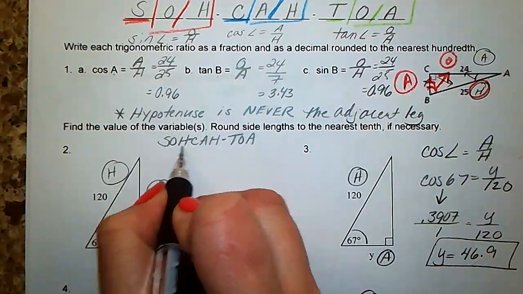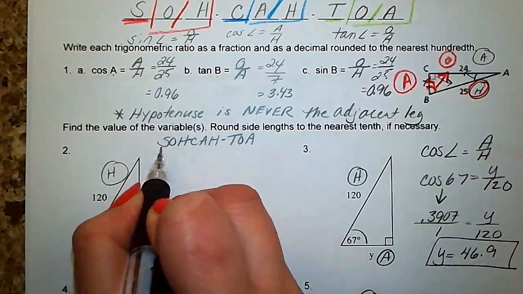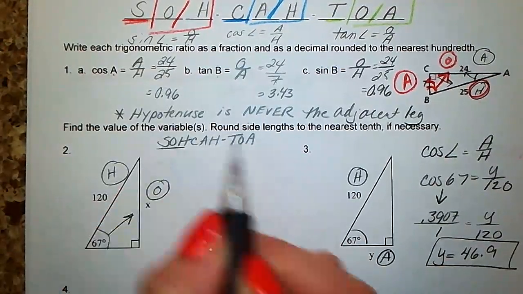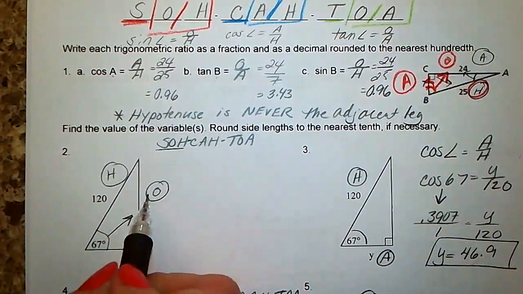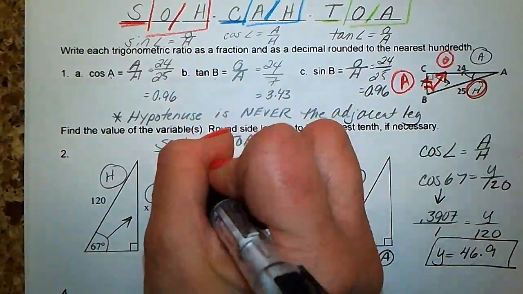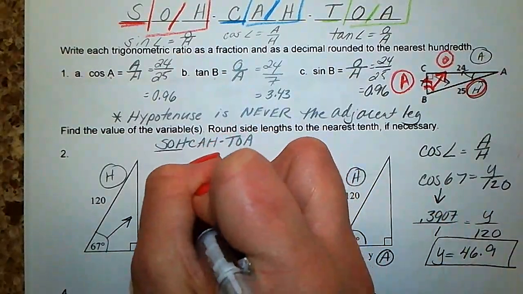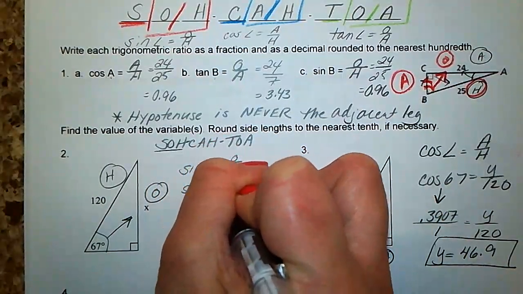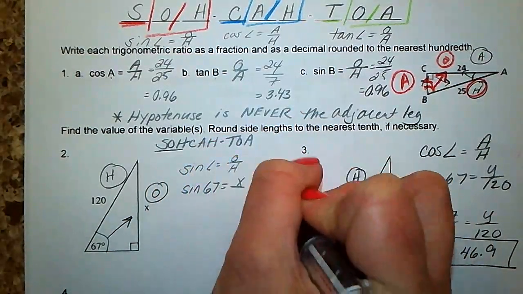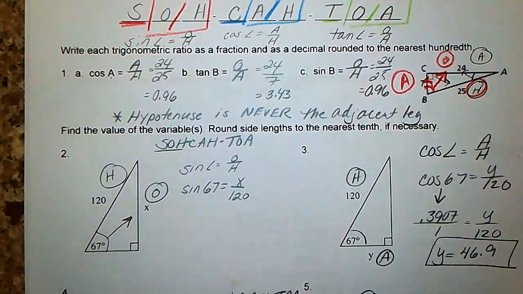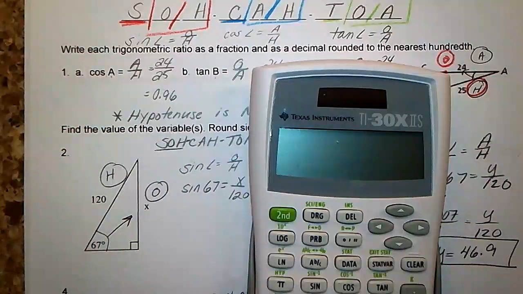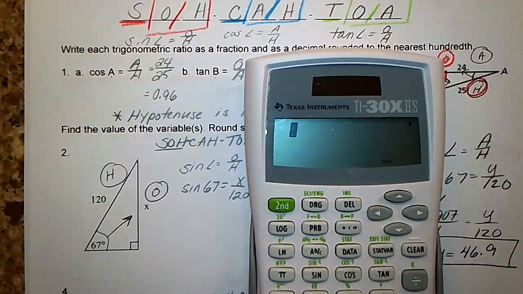If we take a look here, we're looking for the one that has O and H. It's our sine. Sine is the one that's going to have the opposite and the hypotenuse in it. So we're going to use sine. The sine of the angle is equal to the opposite over the hypotenuse. So we're going to say that the sine of the angle 67 is equal to the opposite x over the hypotenuse of 120.